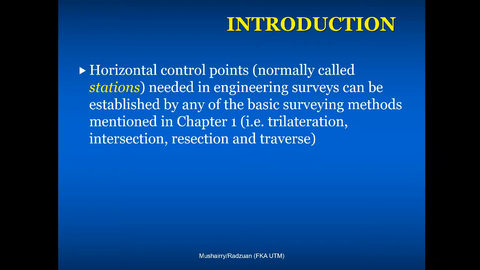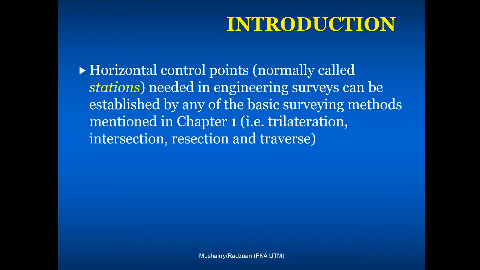And in chapter 2, we learned how to provide vertical control by establishing points with radius level. And in this chapter, in Traverse Survey, we'll be looking at how to provide the horizontal values for those controls. In other words, we are looking at the coordinates in the horizontal plane.